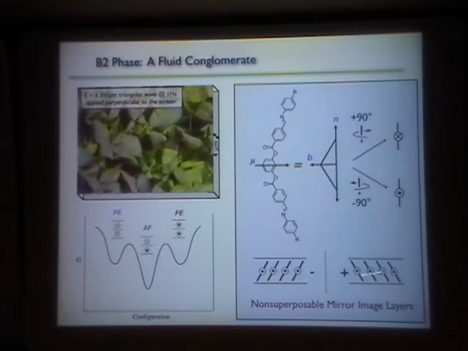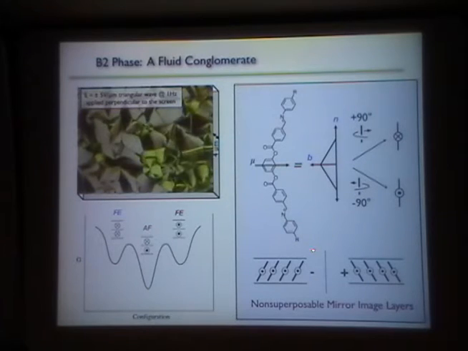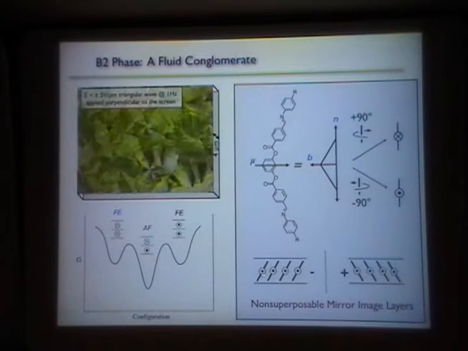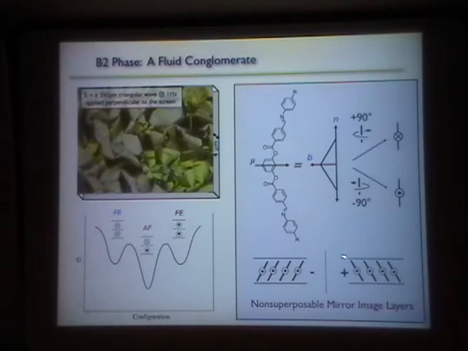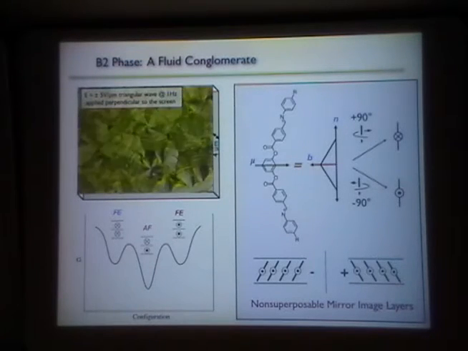Now this is a fluid, right? So this picture is way too static. Makes it look like a crystal. It's not a crystal, it's a fluid. But this captures the symmetry of the system. So you cannot superpose this on this. If I just slide this thing over, then they're tilting in opposite directions.